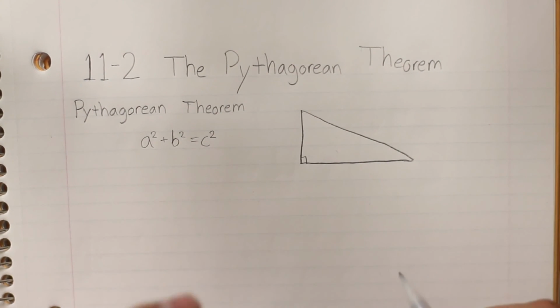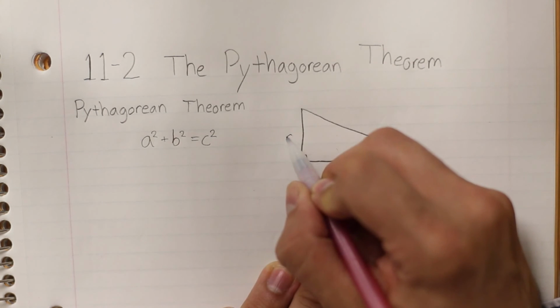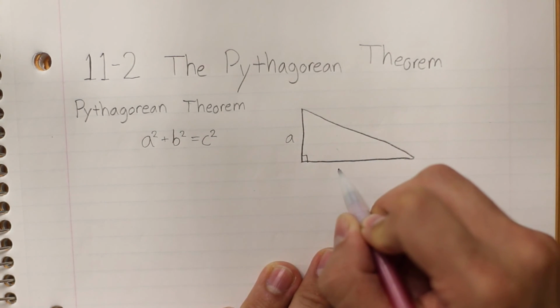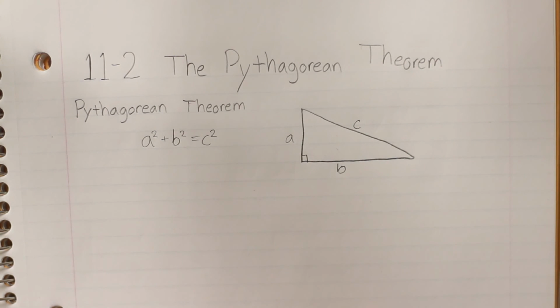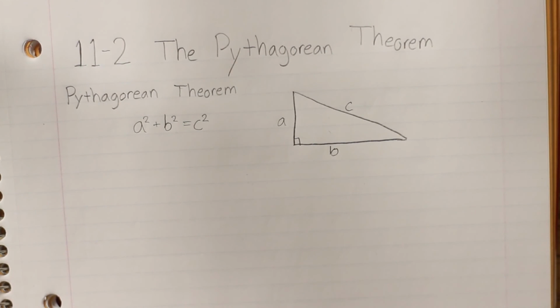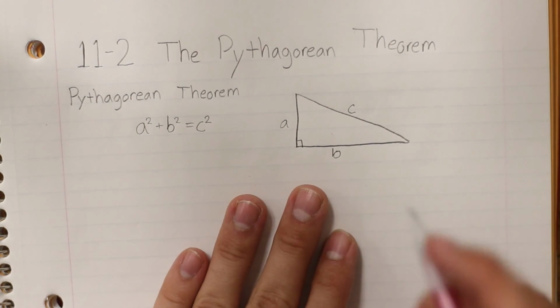Now let's label the sides. You need to label it the same way I do because it is important. This is A, this is B, and this is C. Now the A and B, they don't really matter. You can kind of interchange them. They're the legs of this triangle, okay?